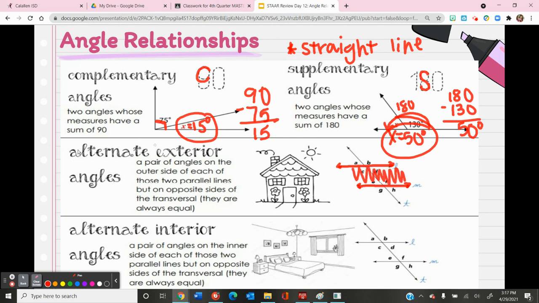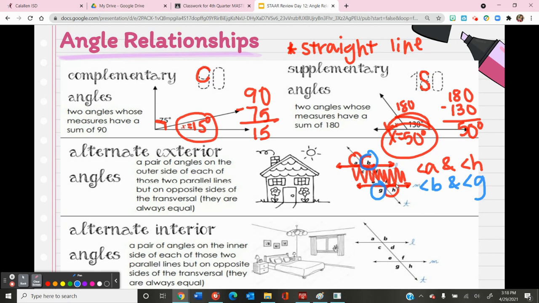And alternate means opposite. So here I can have angle A and angle H. Angle A and angle H are alternate exterior angles. I also have angle, let me change my color, I have angle B and angle G, and these are also alternate exterior angles. Again, alternate exterior angles are a pair of angles on the outer side of each of those two parallel lines, but on opposite sides of the transversal.